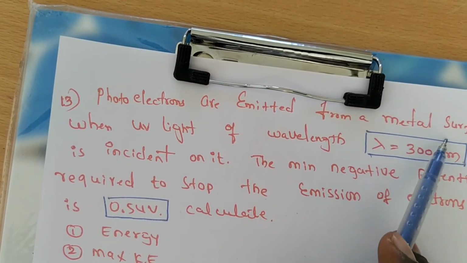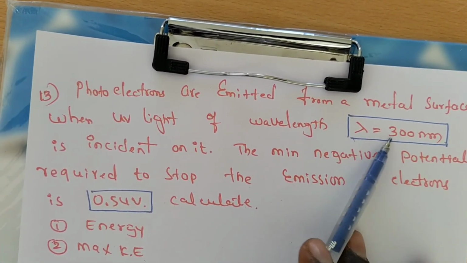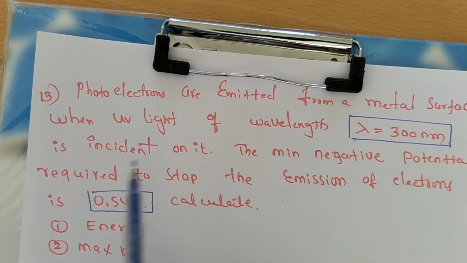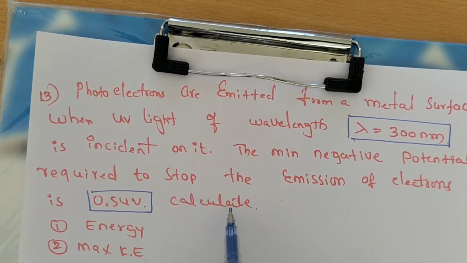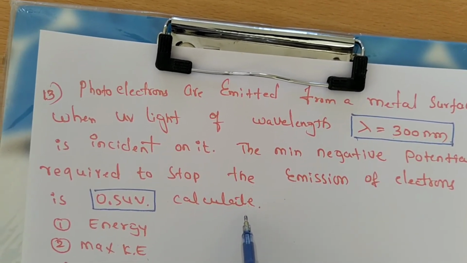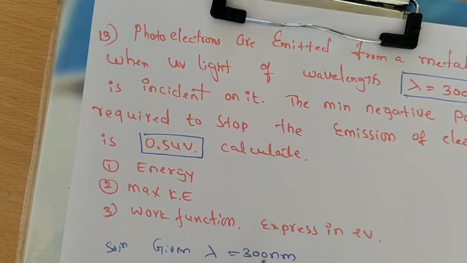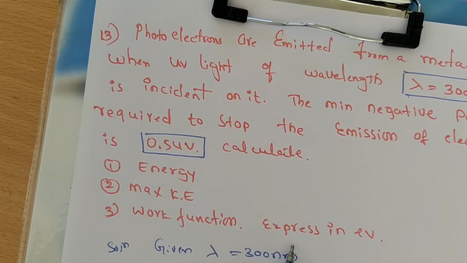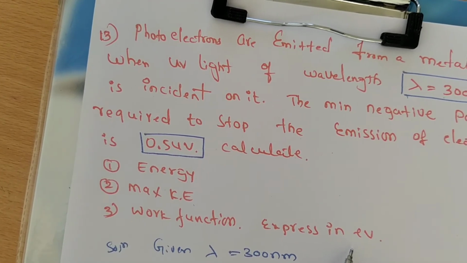Problem 13. Photoelectrons are emitted from a metal surface when UV light of wavelength lambda is equal to 300 nanometer is incident on it. The negative potential required to stop the emission of photoelectrons is 0.54 volt. Calculate first the energy, second the maximum kinetic energy, and third the work function, expressed in terms of electron volt. This one is the given question.